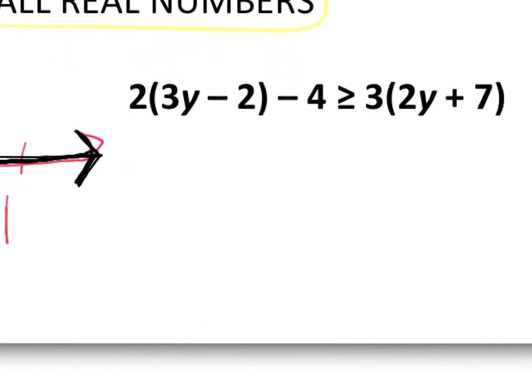All right, last example. 2 times 3y minus 2, minus 4, is greater than 3 times 2y plus 7. So here we have some simplifying we need to do before we try to solve. So what could we do on the left-hand side? Good. So 2 times 3y, 2 times negative 2, negative 4. Okay, on the right-hand side, 3 times 2y, 3 times 7. Still have some more we can do over here. 4 minus 4y, negative 8. Good.